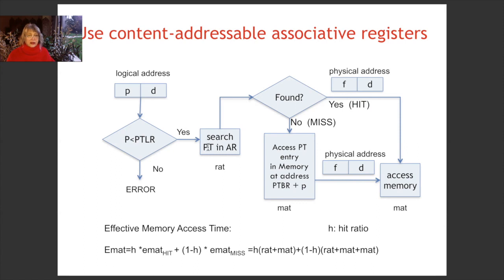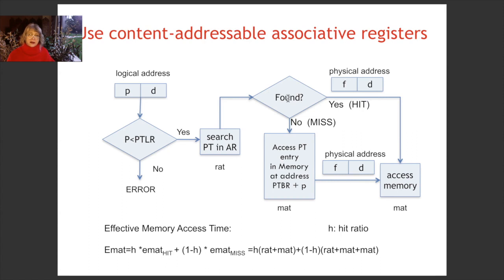First, there is a search in the page table in the associative register. This requires register access time. If it is found there in the associative registers, this is called a hit. The frame number is taken from the table in the associative register and concatenated with the displacement in order to find the physical address, and then the physical memory is accessed for the word. This part requires register access time, and this comparison and operation may be negligible, and then there is an access to the memory, which requires memory access time for the hit case.